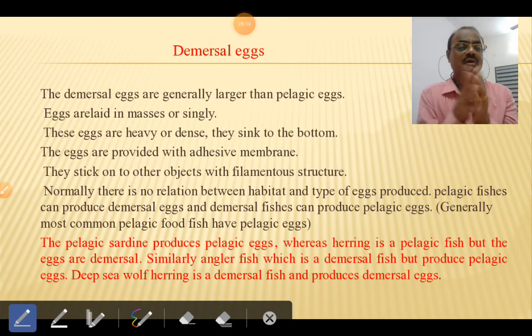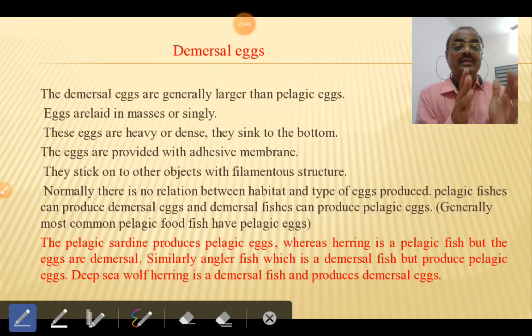According to the niche or level of water, the fishes are divided into three types. One is surface, second is column, and third one is bottom. Bottom dwelling animals, column level animals, and surface level animals. So these are the habitats of the fish. But types of eggs, whether pelagic or demersal: pelagic means floating, or found in pelagic zones. Demersal, where is it found? At the bottom. So there is no relation between habitat and types of eggs.